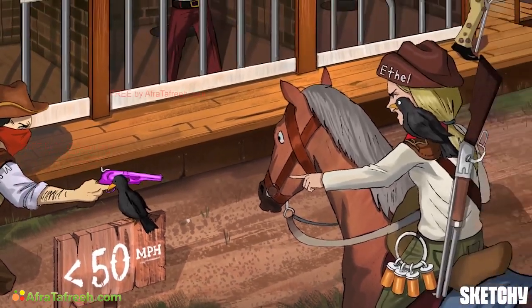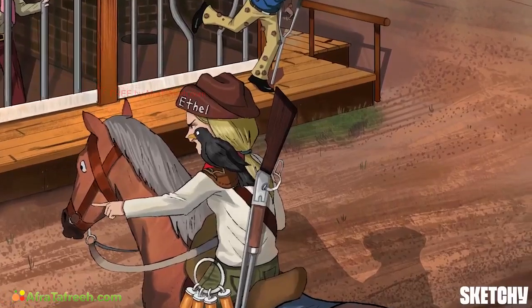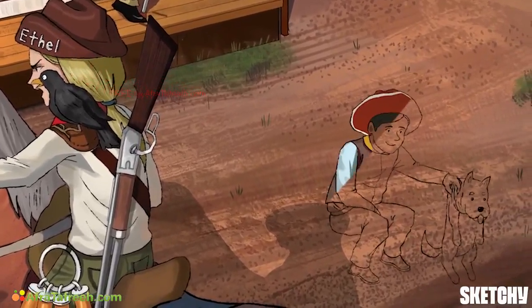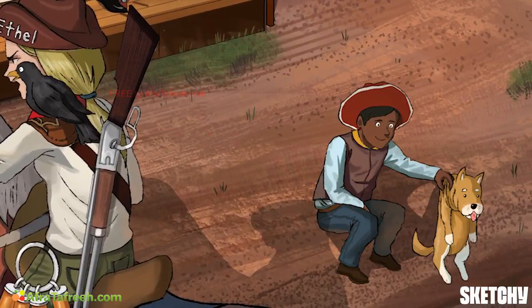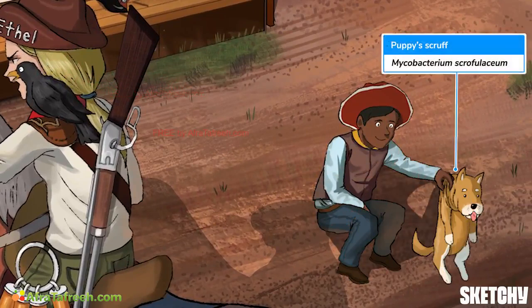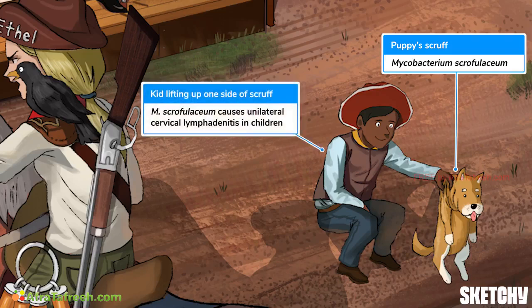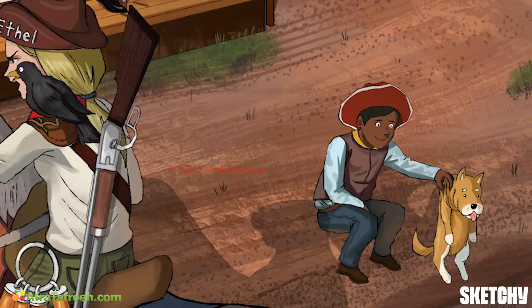So, let's wrap up this section by going over two non-tuberculous Mycobacterium species, scrofulaceum and marinum. Aw, look at this kid lifting up this puppy by his scruff. These cuties are our symbol for Mycobacterium scrofulaceum. This kid's a real pro at this, and is even able to lift up this puppy by just holding one side of the scruff. This should also help you remember that M. scrofulaceum causes unilateral cervical lymphadenitis in children.